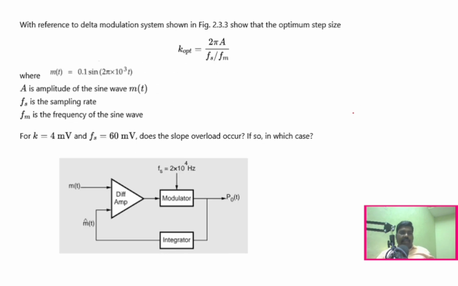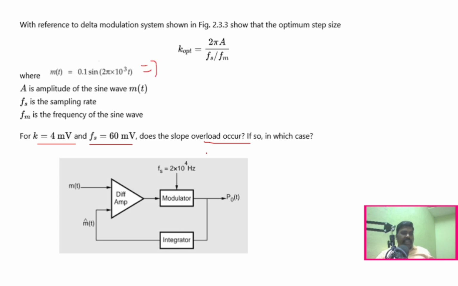Now we'll see another question. In this question they have given an input signal and an optimum step size, and they have asked you to find out, when k is equal to 4 mV and also Fs is equal to the given value, whether slope overload happens. They are asking you to find out the slope overload error. They have given the delta modulator, this is the delta modulator, and they have given the input signal.